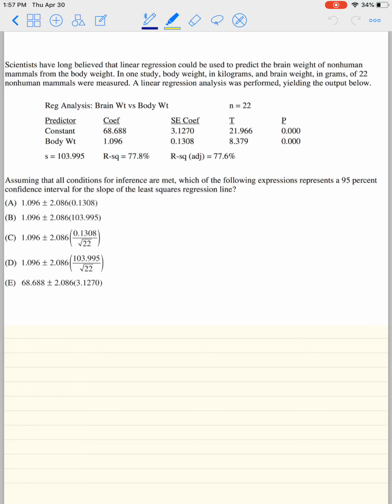In the last video, I taught you how to do confidence intervals for slopes. And in this video, I'm just going to rush through an example. And when I say rush, I mean really take our time. So let's read this really quickly.